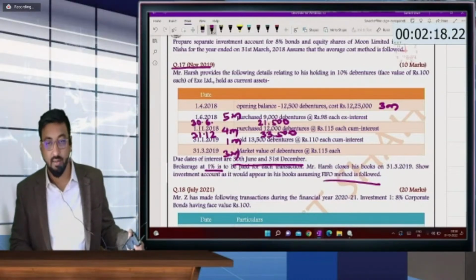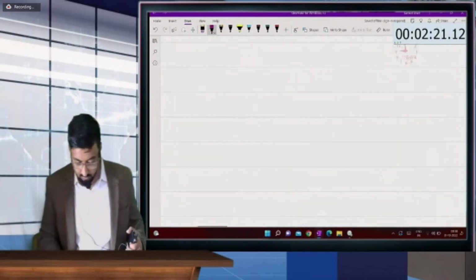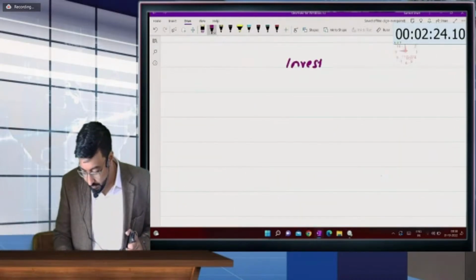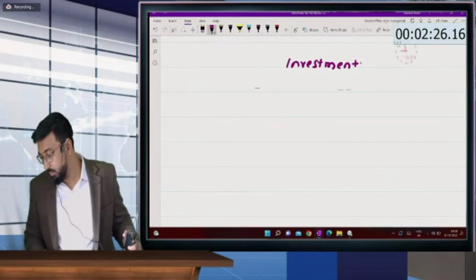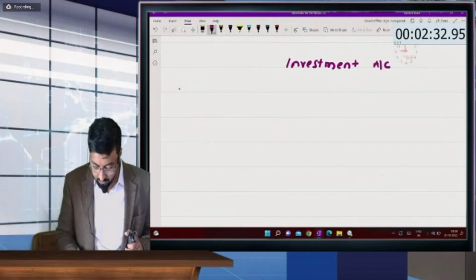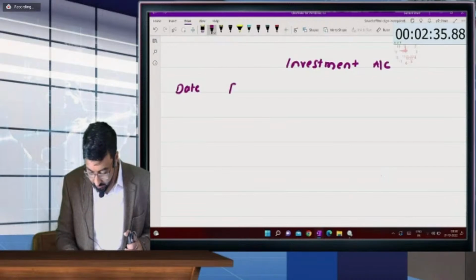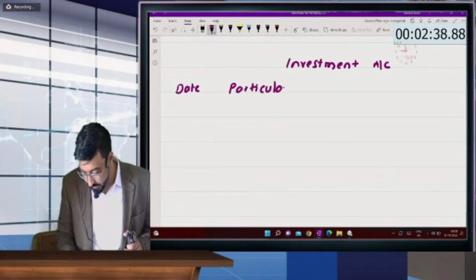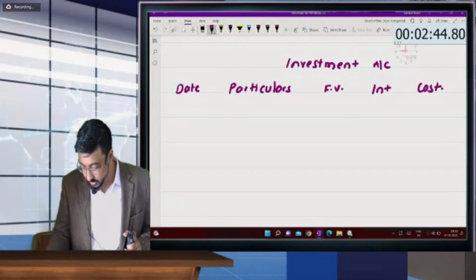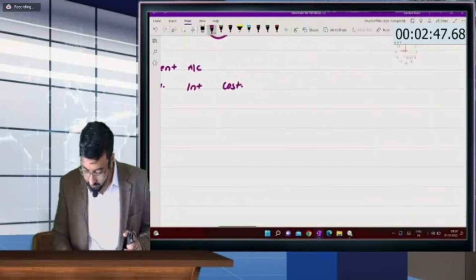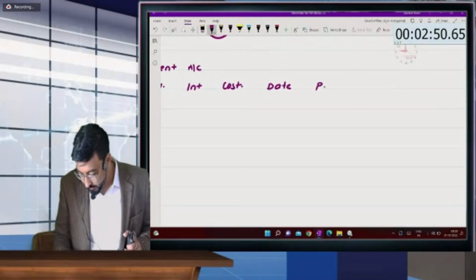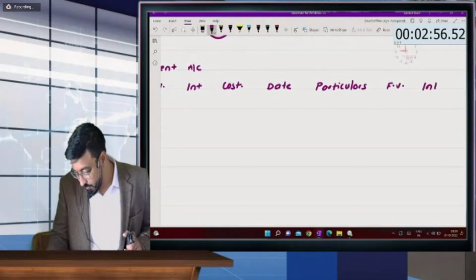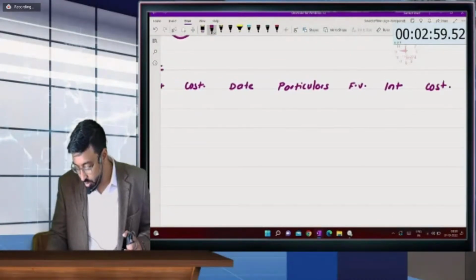November 2019. Investment account. Date. Particulars. Now I am doing exam presentation. Face value. Interest. Cost. Date. Particulars. Face value. Interest. Cost on 2 pages.